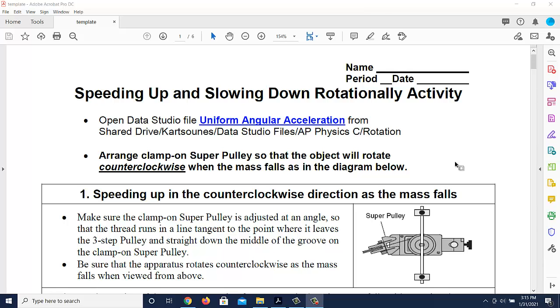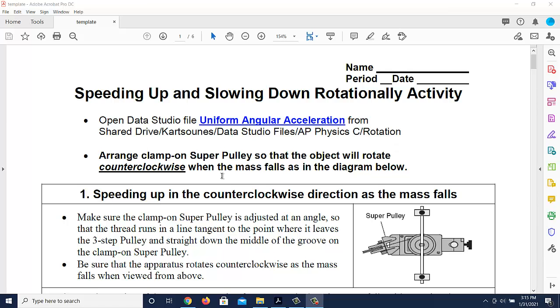So notice here that the equipment is being run by Data Studio, not by Vernier, so you're going to have to follow the steps here in order to find the file, which is called Uniform Angular Acceleration. You have to go to the shared drive, Cartoonist, Data Studio files, AP Physics C, and then rotation, and there should be a file called Uniform Angular Acceleration.